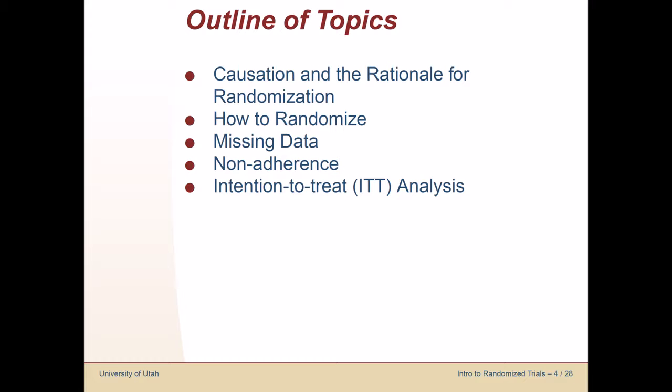Here's an outline of the topics which are related to the objectives. So we'll first talk about causation and how that relates to randomization and what the real rationale for randomizing is. We'll then talk about the specifics of how you might randomize. And then we'll talk about missing data and how that relates back to randomization. Then we'll talk about a problem in almost every clinical trial, and that's non-adherence, and how that then ties into the intention to treat analysis.